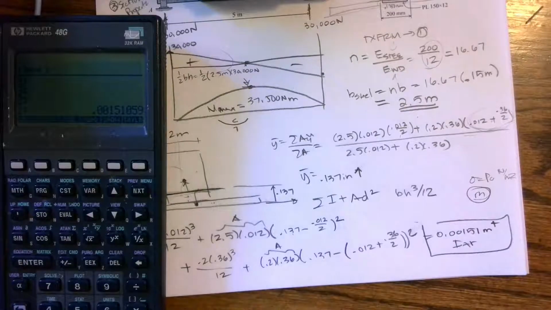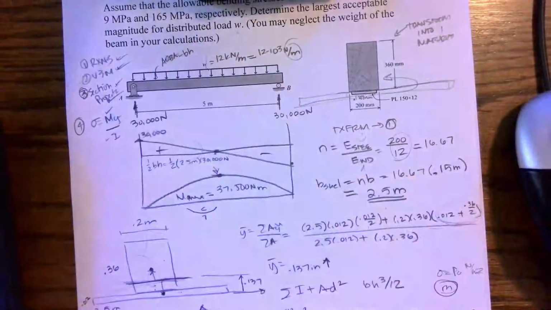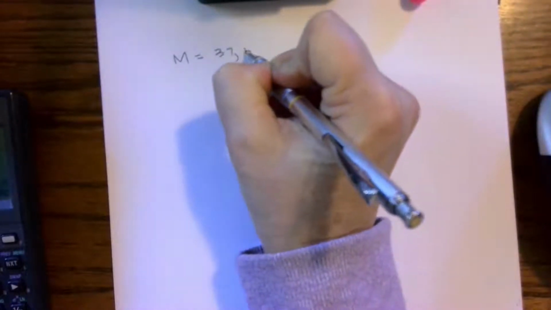Okay, so now that we have that done, this is the hard part. We have our section properties done. We can start working on our stress. So I've got a clean sheet of paper here, and we're just going to summarize. Our maximum moment is 37,500 Newton meters, and it's positive, so compression on top, tension on the bottom.